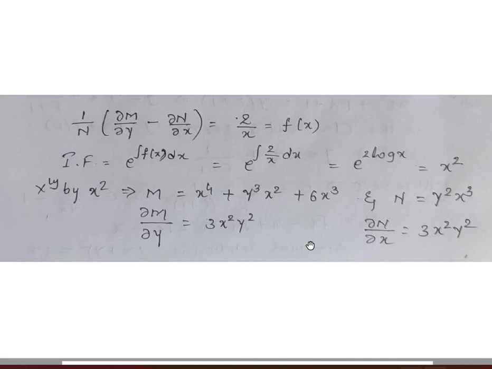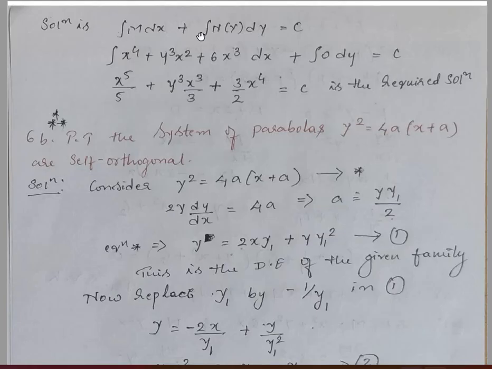Now the solution of this is integral of m dx plus integral of n of y dy equal to c. I have told you that n of y means the terms containing y alone. As there is no term containing y alone in n, so we will consider that as 0. I will consider whatever the value m, I have written that m, and integrated with respect to x. So I got x power 5 plus y cube, x cube by 3 plus 3 by 2 x power 4, which is equal to c, is the required solution for the given differential equation.